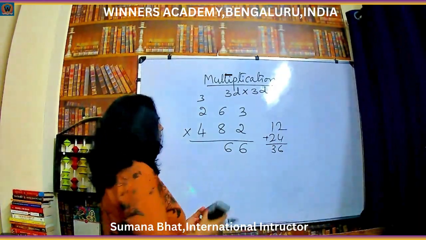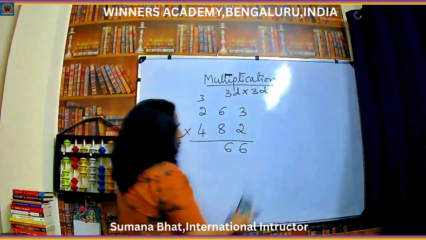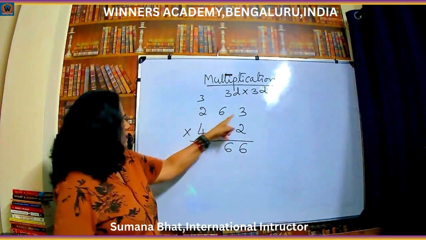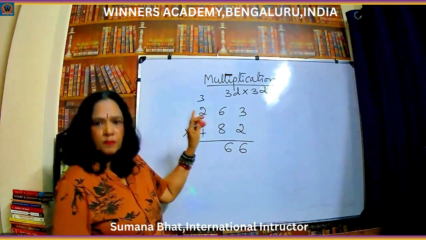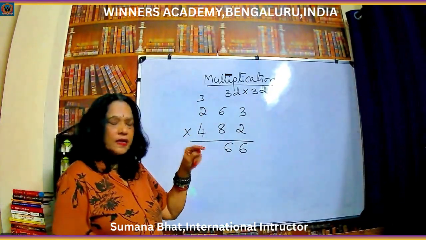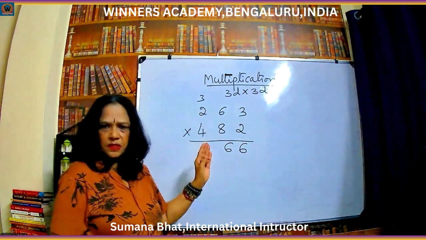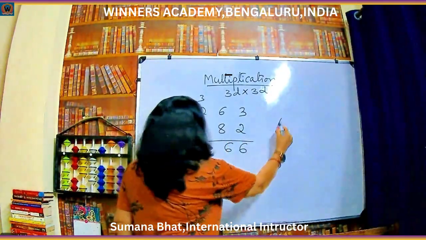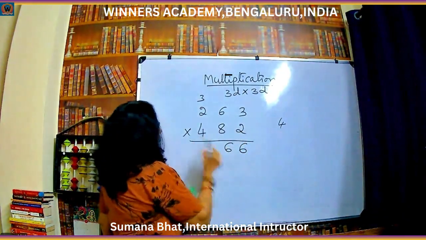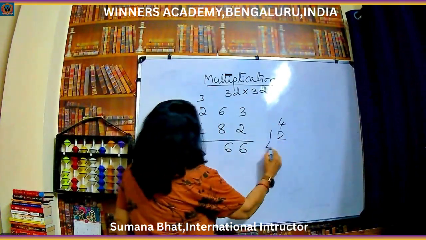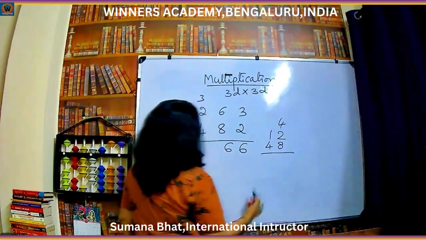Then we are coming to the third step. What is the third step now? Units and hundreds, units and hundreds plus tens and tens. Cross multiplication and addition, and also the numbers which are in the tens place. Okay. 2 into 2, that is 4. 3 into 4, that is 12. 6 into 8, that is 48. Add all these numbers.